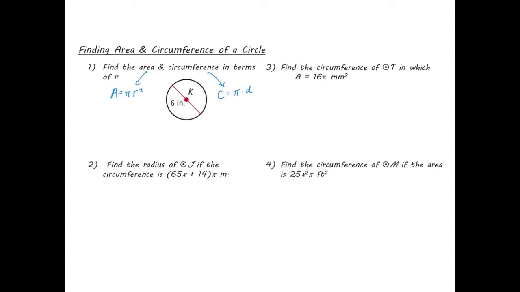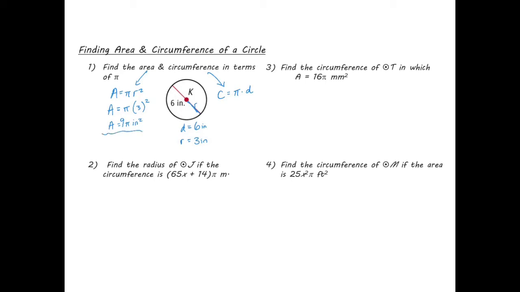Looking at this circle, I really should figure out what my radius is. If the diameter is 6 inches, then my radius, which goes halfway, must be 3 inches. So that means my area is equal to pi times the radius, which is 3, squared. 3 squared is 9, so it's pi times 9, or 9 pi. It's area, so it's inches squared.